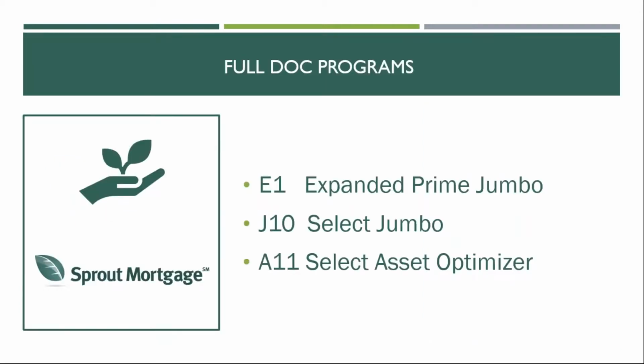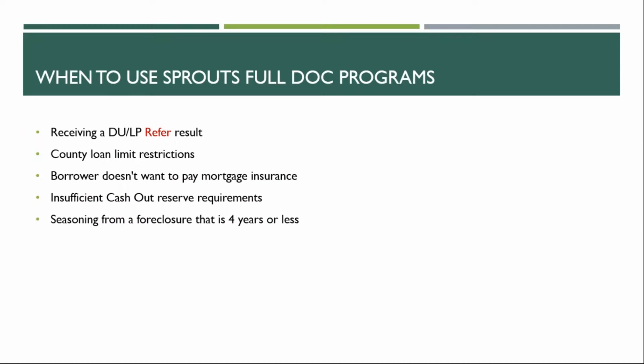The full doc programs that we have consist of the E1, the J10, and the A11. Here are some examples of when a full doc loan may be a good option for your borrowers. These are very similar to the benefits and features that we discussed on the A10 program. Receiving a DU LP refer result, county loan limit restrictions, mortgage insurance the borrower may not want to pay.